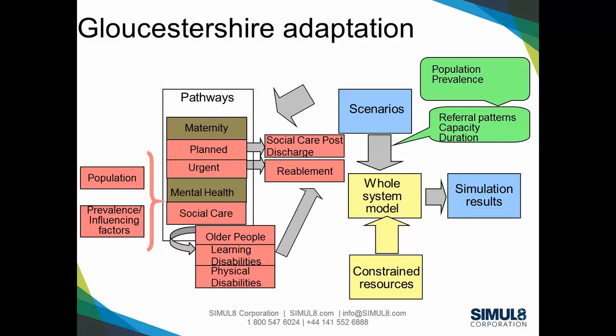So, for example, if you were looking at social care pathways, in this case Gloucestershire County Council wanted to separate the pathways out into older people's pathways, learning disability pathways, physical disability pathways, and then wanted to send them through into a new pathway that was just about reablement. And in planned and urgent care, they wanted to create post-discharge pathways from hospital, looking specifically at social care impacts.